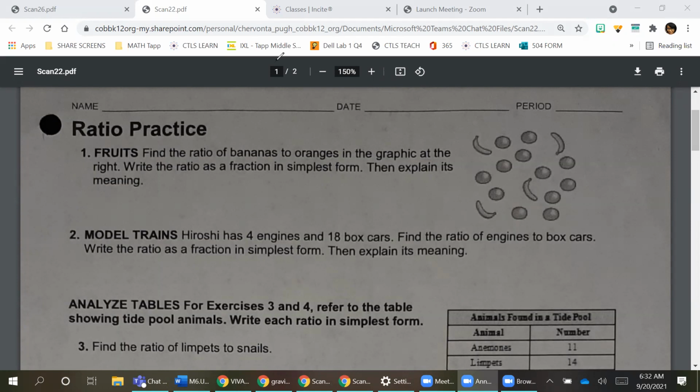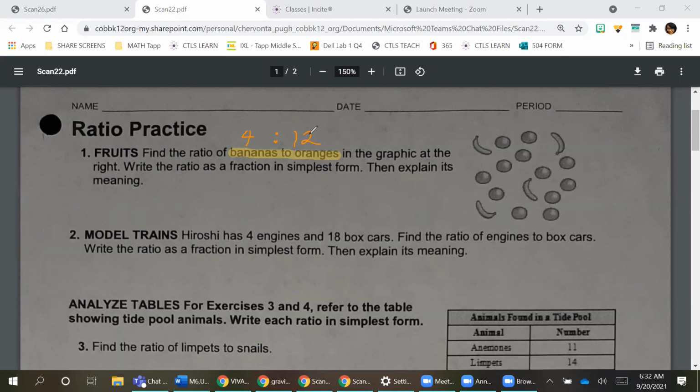All right, so the first thing I need to notice is that they gave me an order for what they wanted, the ratio of bananas to oranges. So I need to make sure that I'm keeping that same order. So first, bananas to oranges. Let me count how many bananas. 1, 2, 3, 4. And now to oranges. 1, 2, 3, 4, 5, 6, 7, 8, 9, 10, 11, 12.